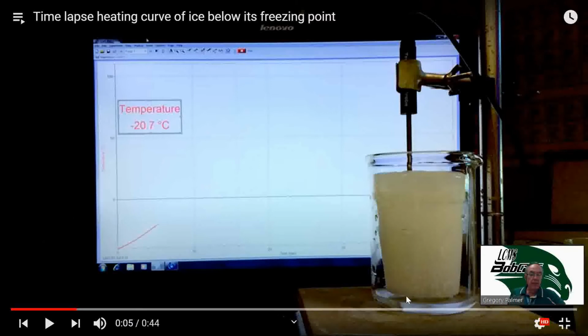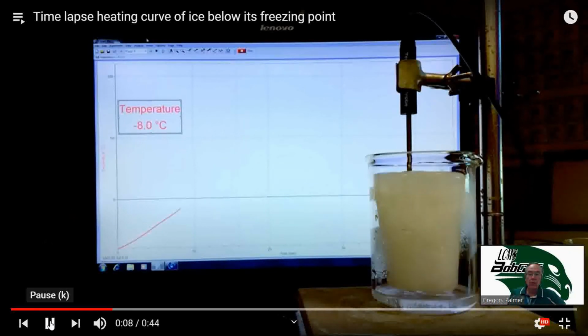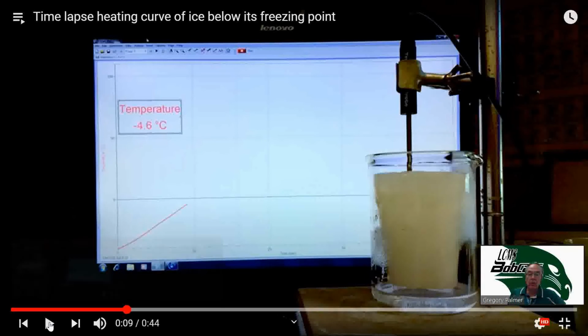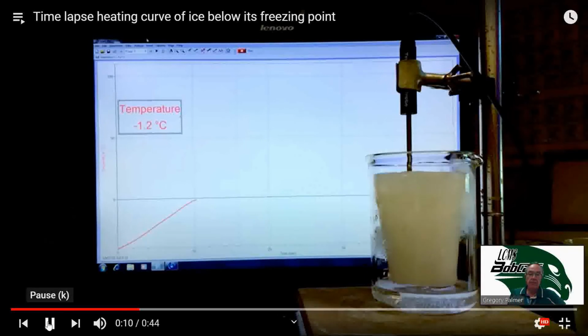Now, because the ice is on a hot plate, some of this ice here, where the thermometer is not touching, is going to melt first. But in the big chunk, we're going to see what happens as the solid warms. So the cold ice is warming up. Now it's at negative 4.6 degrees Celsius, so this block is getting close to the melting point.